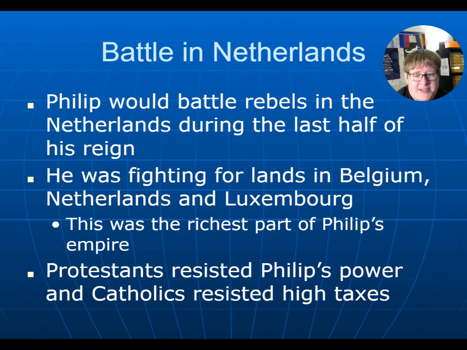But that's not the only battles he's going to have to face. He's also going to battle rebels in the Netherlands during the second half of his reign. And he's going to fight for land in Belgium, the Netherlands, and Luxembourg. This was the richest part of Philip's empire, so he really didn't want to lose it. Protestants are also going to resist Philip's power, and Catholics resisted high taxes. So realistically, Philip never caught a break. He was dealing with people trying to break away, his own people not wanting to follow what he was saying. As a whole, it turned into kind of a bit of a mess.